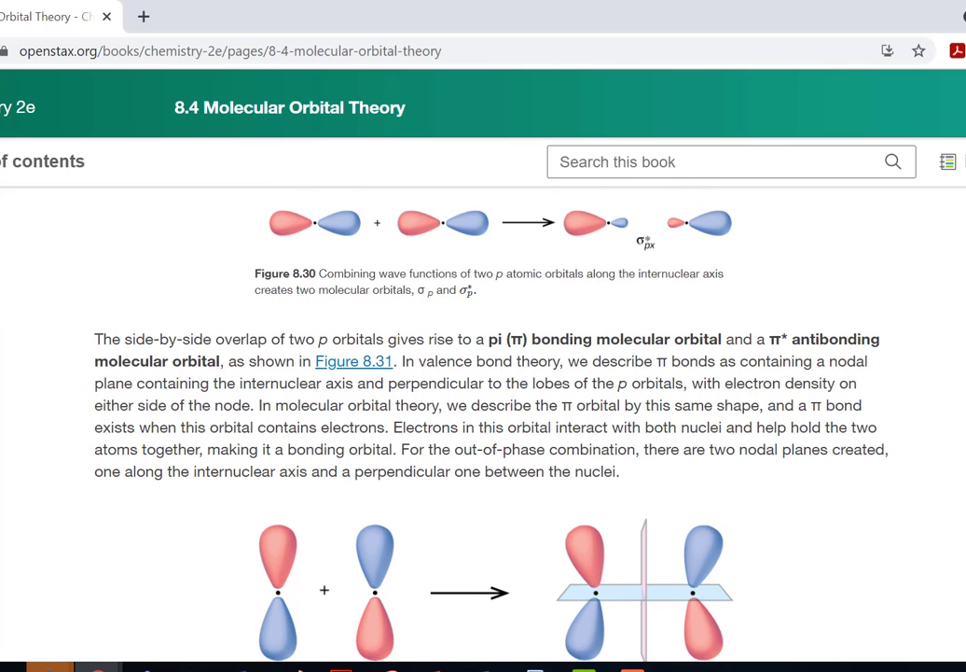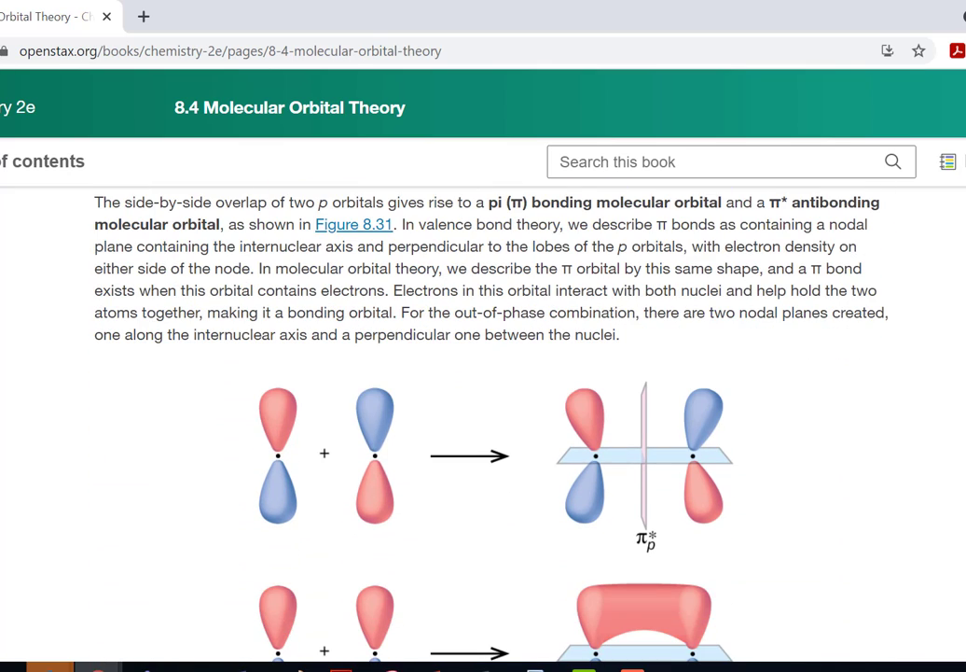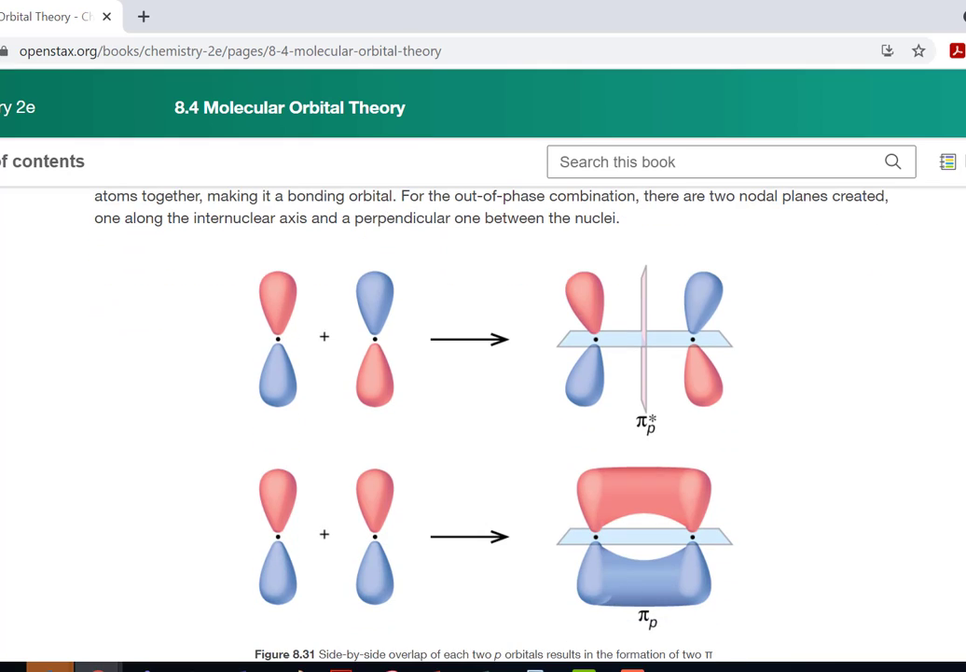We can also use molecular orbital theory to describe pi bonds. So here we're looking at some pi bonding molecular orbitals and anti-bonding as well. What we're showing here is that they are of the same sign. The signs match up, and we get a pi bond where we've got a lobe above the internuclear axis and a lobe below the internuclear axis, where each of the lobes are of the same sign. So the red with red, blue with blue.